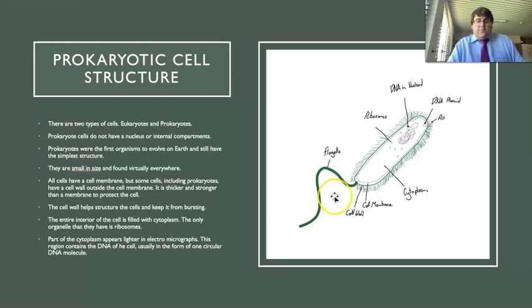On the inside of the cell, like with the eukaryotic cell and all types of cells, the entire interior is filled up with cytoplasm. The only organelles that they have is ribosomes. Like I said before, they're not membrane-bound, so that's how we get away with saying that prokaryotic cells have ribosomes.